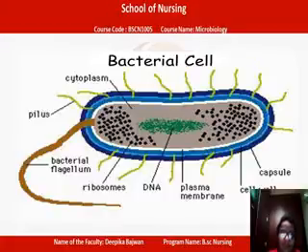Now we come to the next structure which is present inside the cytoplasm. You can see here the black colored dots. These black dots are known as ribosomes. These ribosomes are the structures responsible for protein synthesis. Protein synthesis is necessary for the bacteria because protein is necessary for DNA replication. This protein synthesis takes place only by the ribosome.